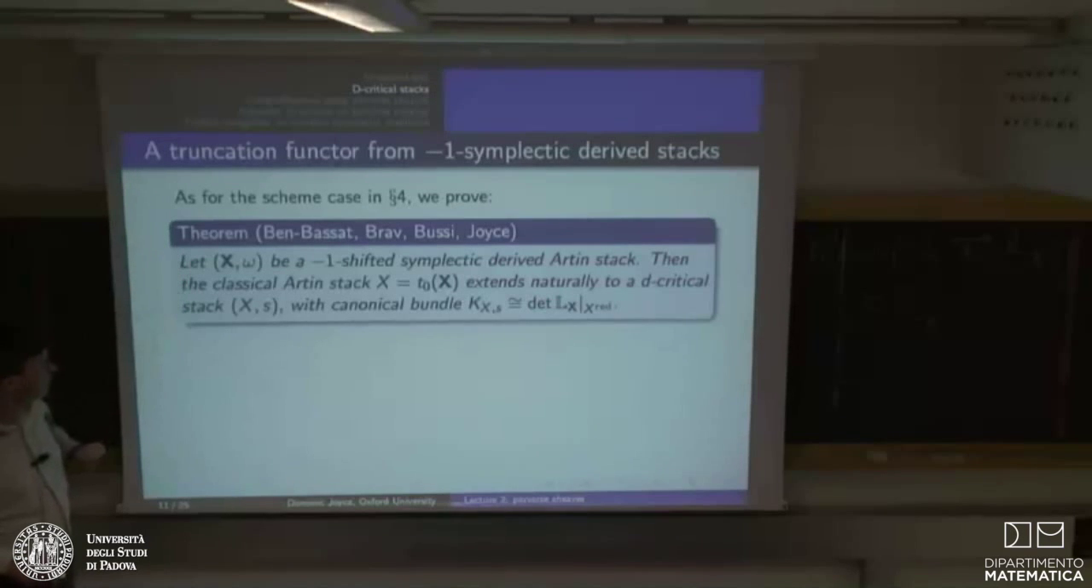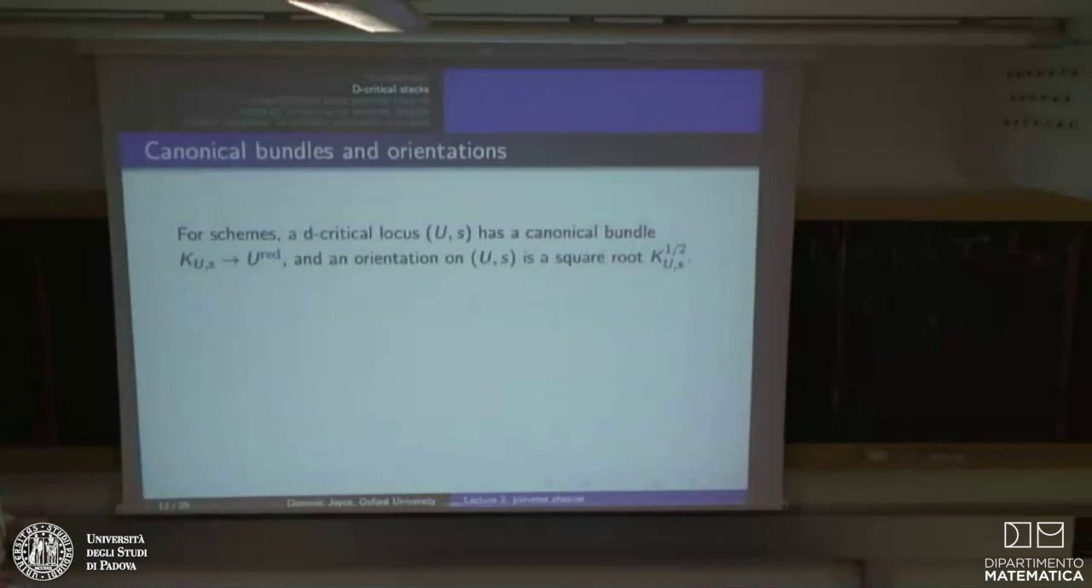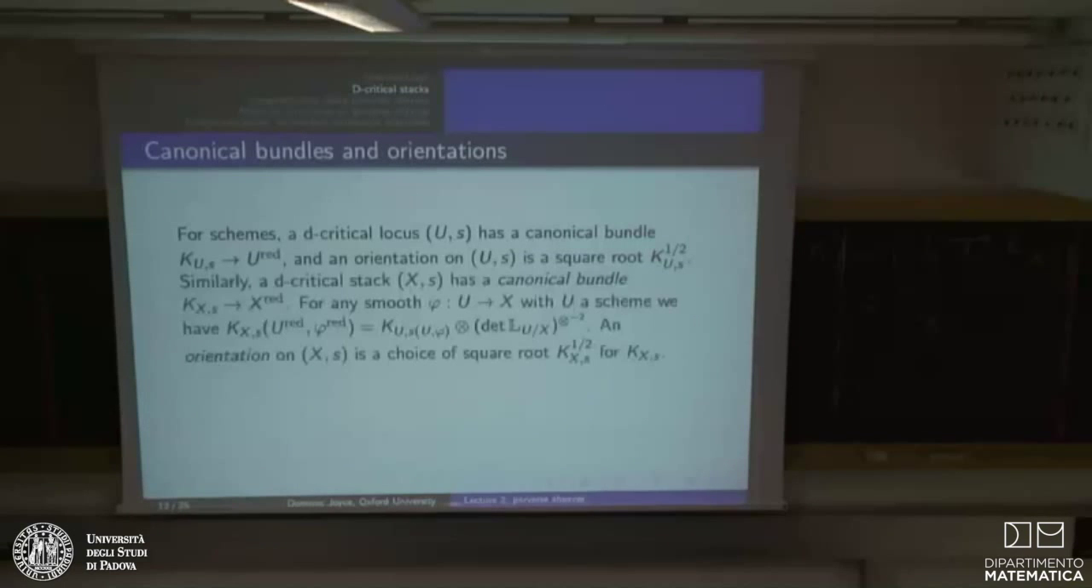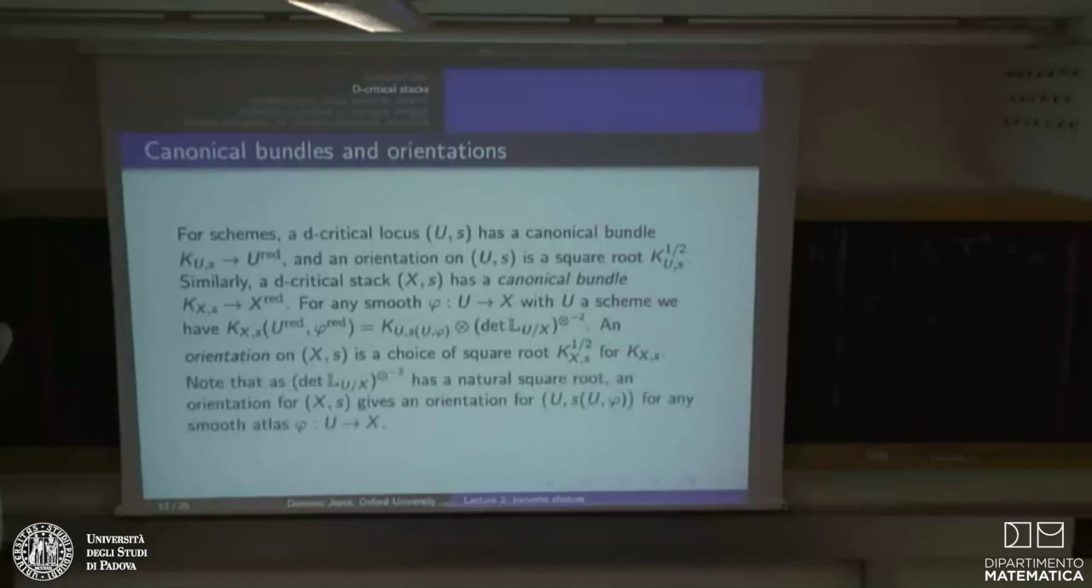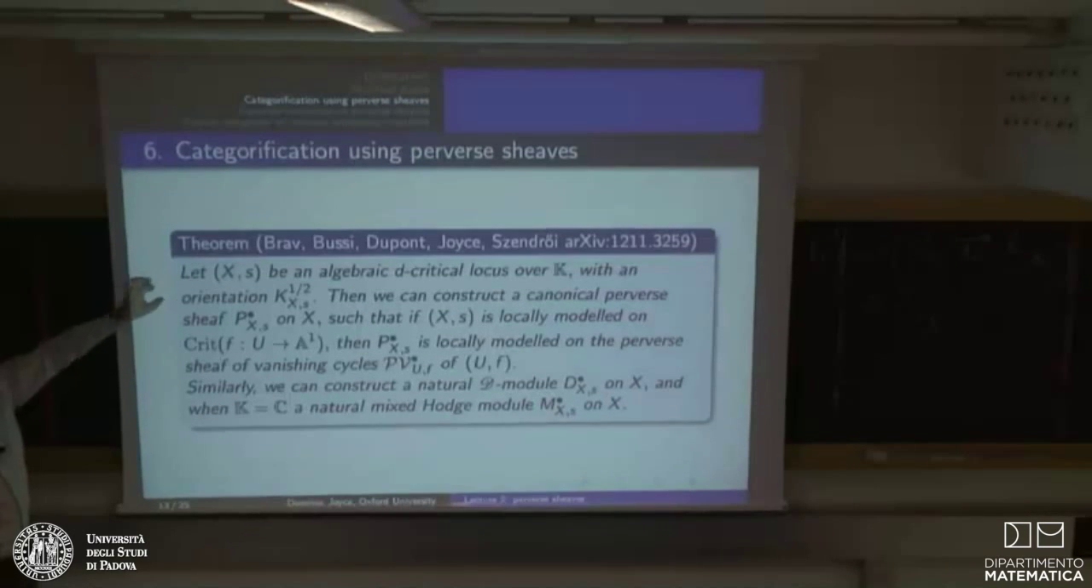We have a truncation functor, which does the right things to canonical bundles. We have that corollary. We define orientations in a fairly natural kind of way. Let's skip over that. So now we get to the bit I'm really wanting to talk about, which is categorification using perverse sheaves. So now let's go back to schemes.